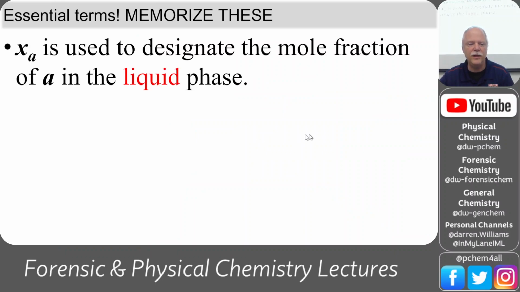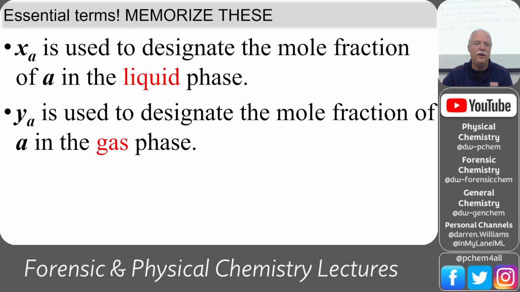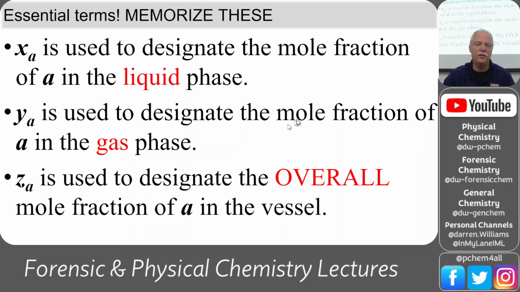Memorize these three terms, or the usages, I would say. When we use XA, we're talking about the mole fraction of A in the liquid phase. And if it's XB, it's the mole fraction of B, obviously. If we use YA, that's the designation of the mole fraction of A in the gas phase. And then ZA is used to designate the overall mole fraction in the vessel, because we'll have a vapor region and a liquid region. What is it in the whole vessel? We'll use Z for that one.